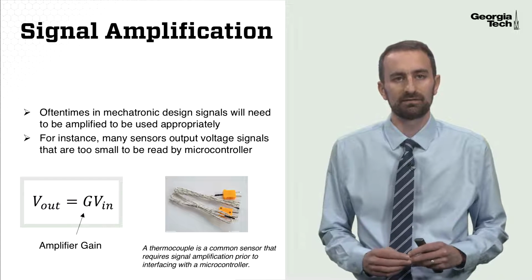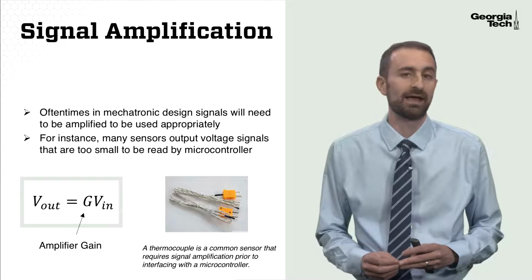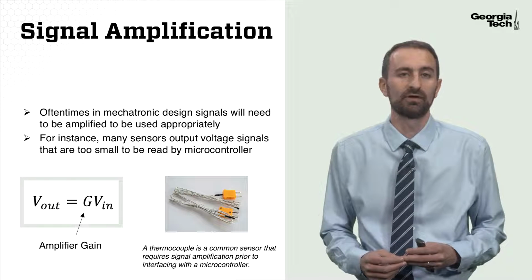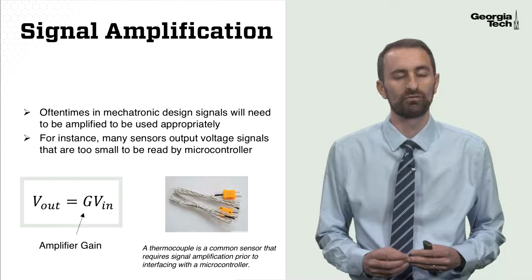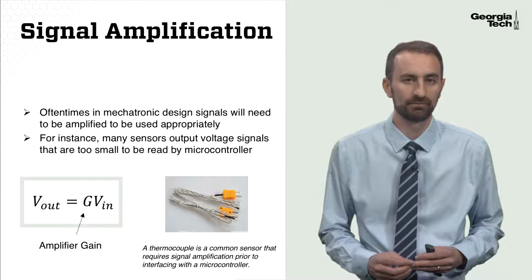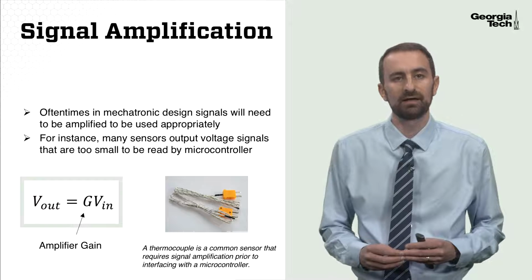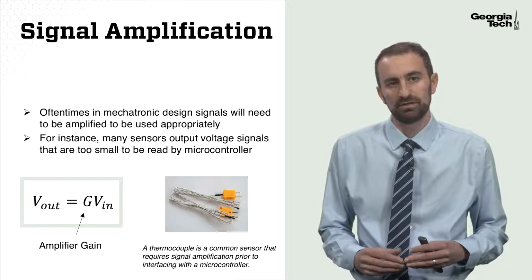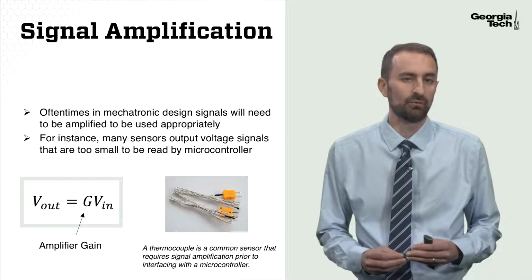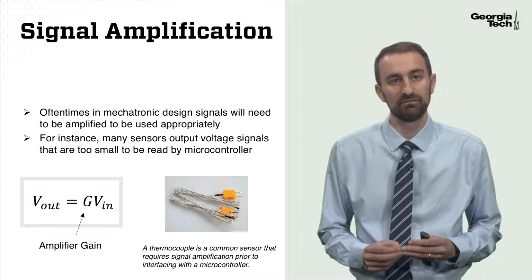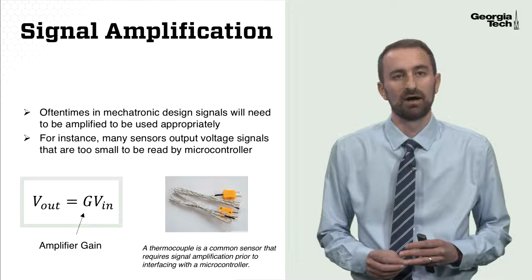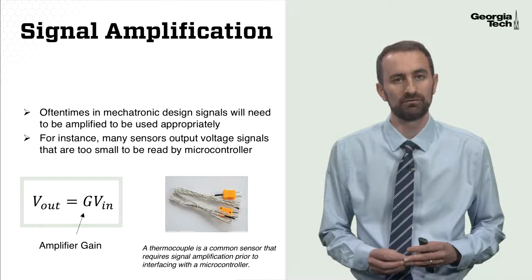Typically in mechatronic design, we have signals that we might need to amplify. For instance, sensors. Typical sensor output we may need to amplify in order to read it appropriately on the microcontroller. When amplifying voltage signals, we typically amplify them in a linear way, where we have a certain gain that's multiplied times the voltage, V in, to produce an output amplified voltage, V out.